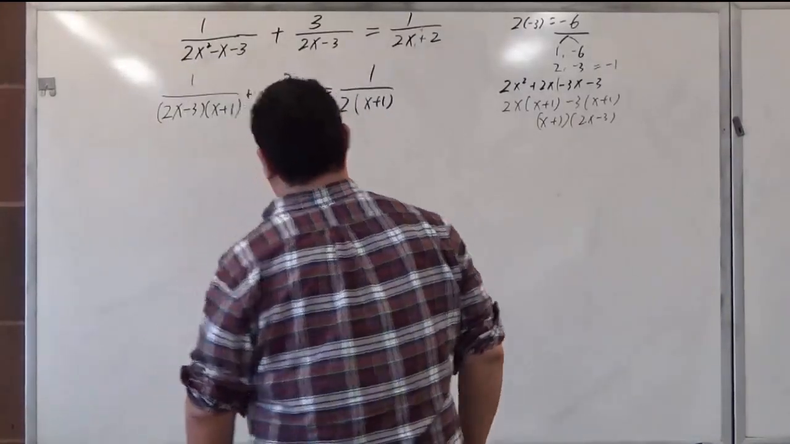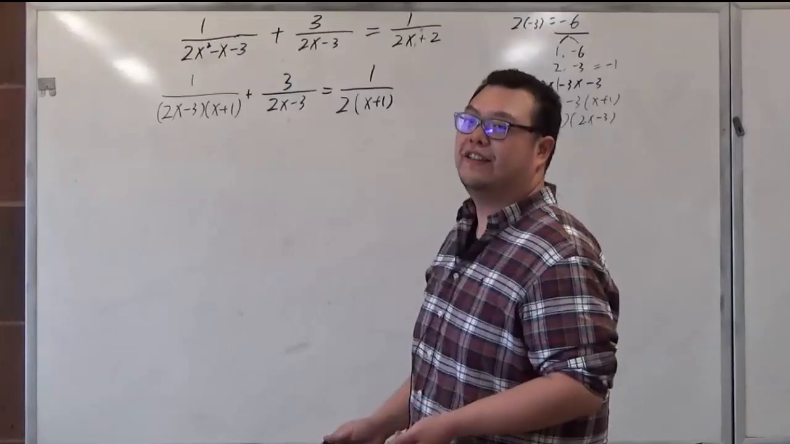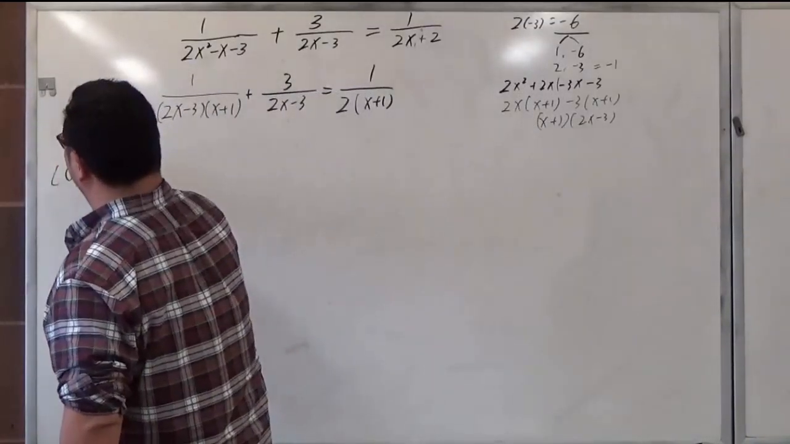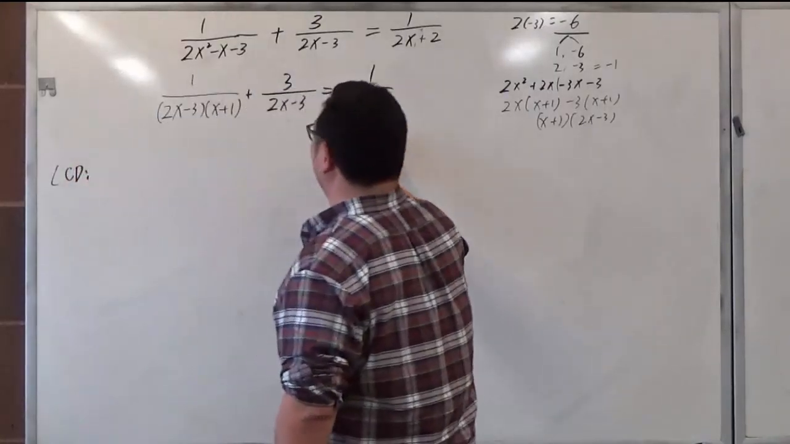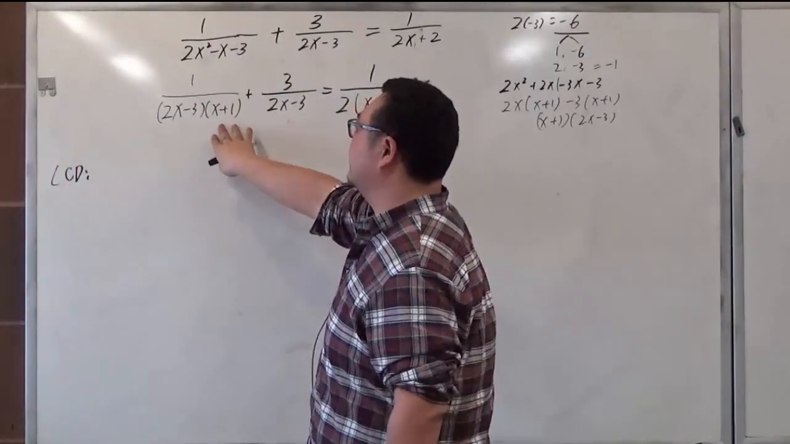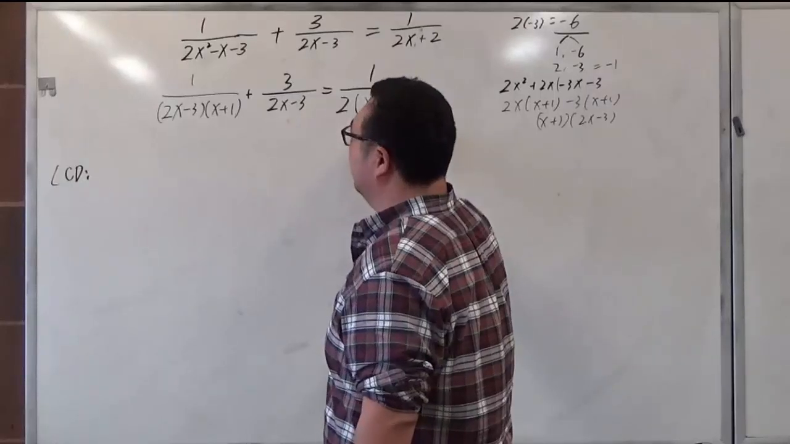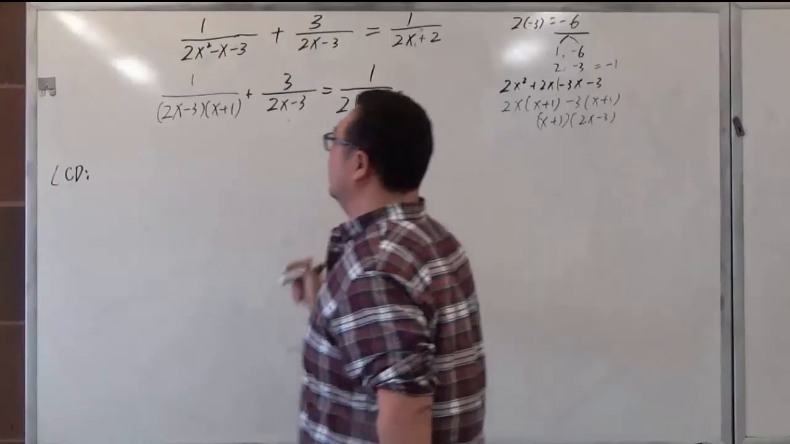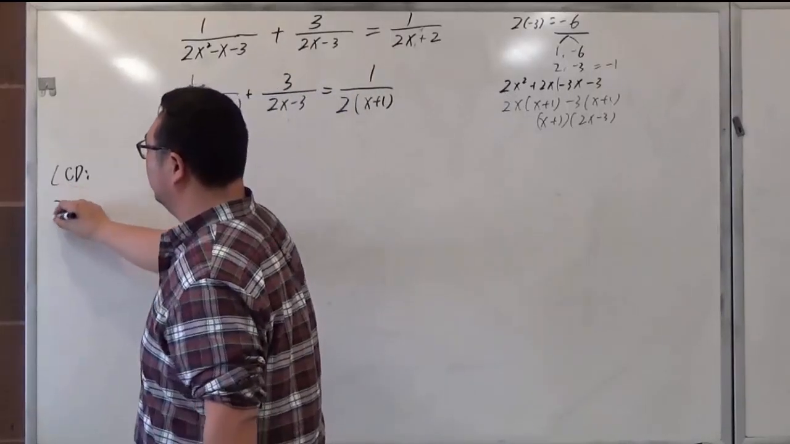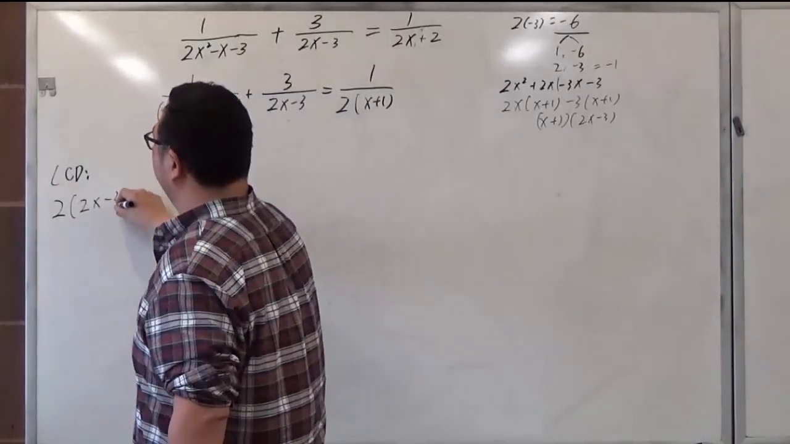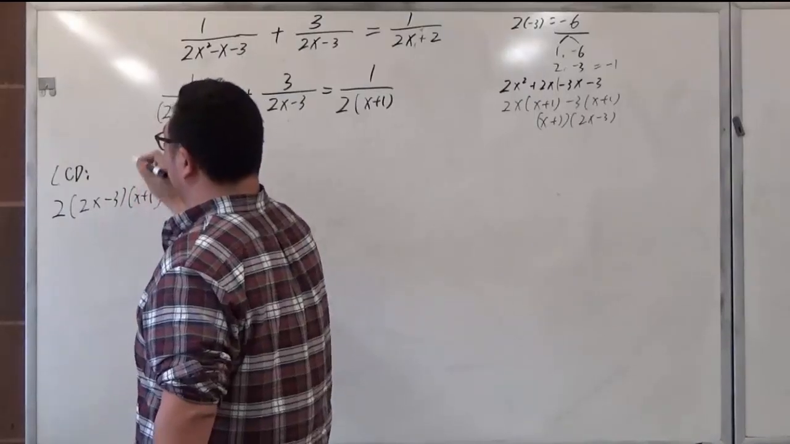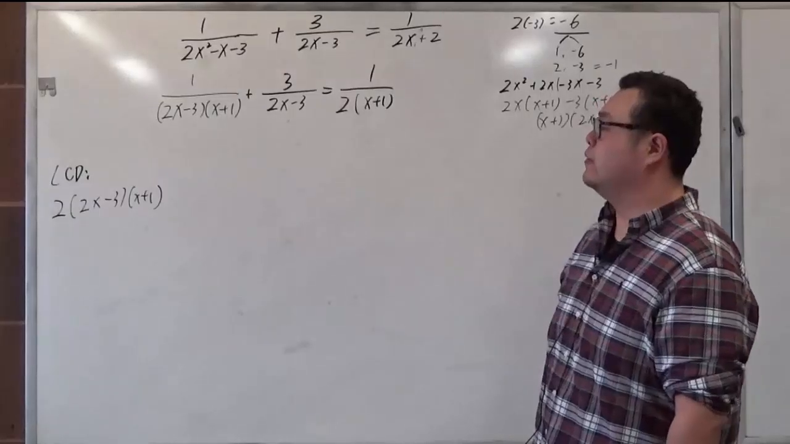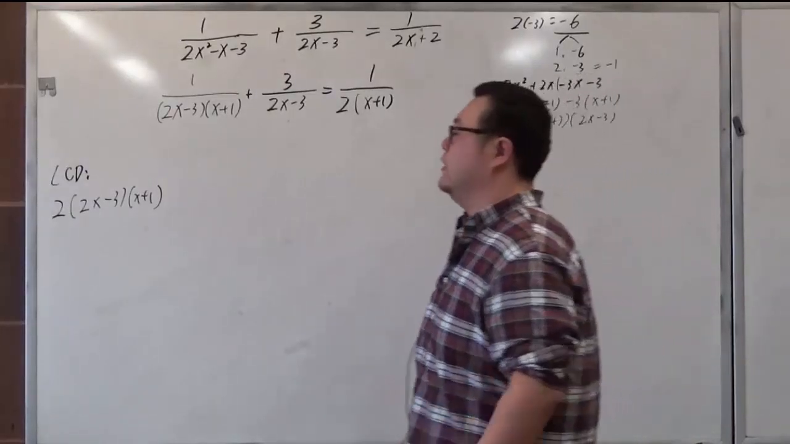The next thing is to figure out our least common denominator, our LCD. We'll take everything we see: 2x minus 3 and x plus 1, with each repeated at most once. We also have the number 2 here, which should be taken into our LCD too. So our least common denominator is 2 times 2x minus 3 times x plus 1.